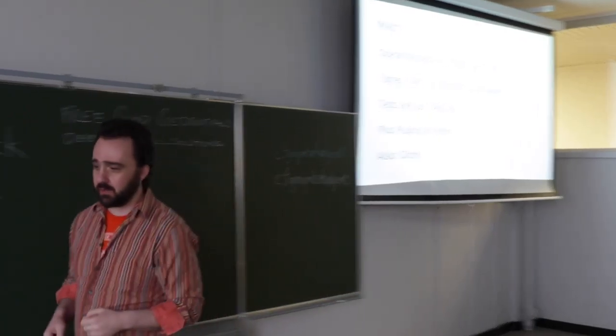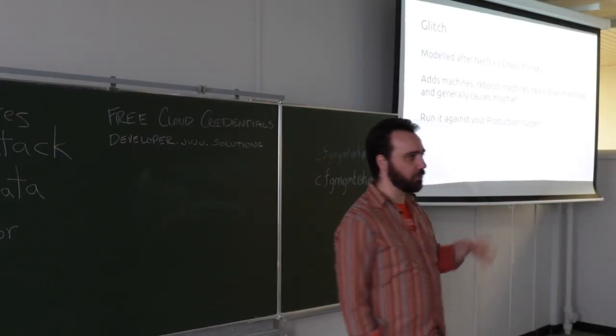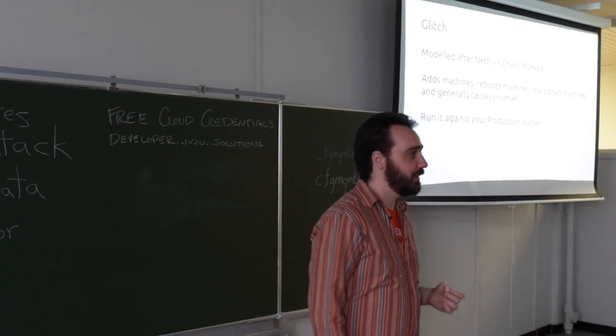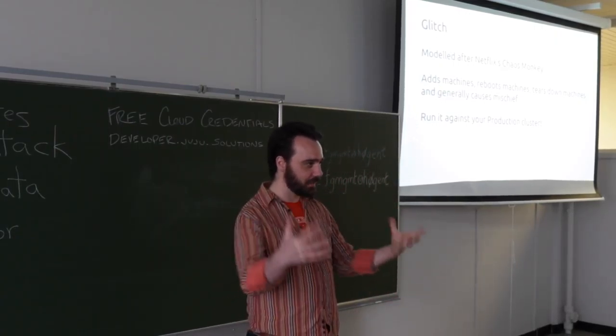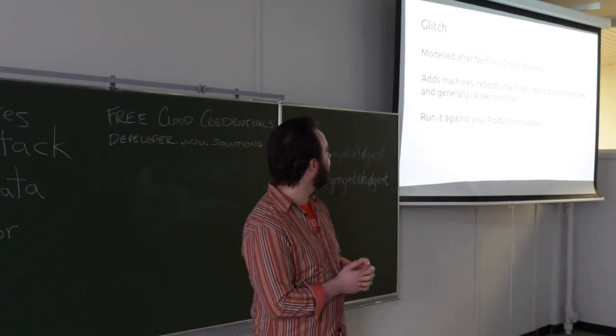On top of that, it does this thing called glitch. So glitch is modeled after Netflix's Chaos Monkey. It creates mischief. It tears down machines, it adds additional machines, it reboots machines many times in succession to see if it can make services fail. It'll even go and kill your juju process, or you could write plugins to kill other processes. Technically, you could run it against your production cluster. Maybe when it's more mature, that's what Chaos Monkey's intended to do. And if you say you have an HA cluster, it should survive it.